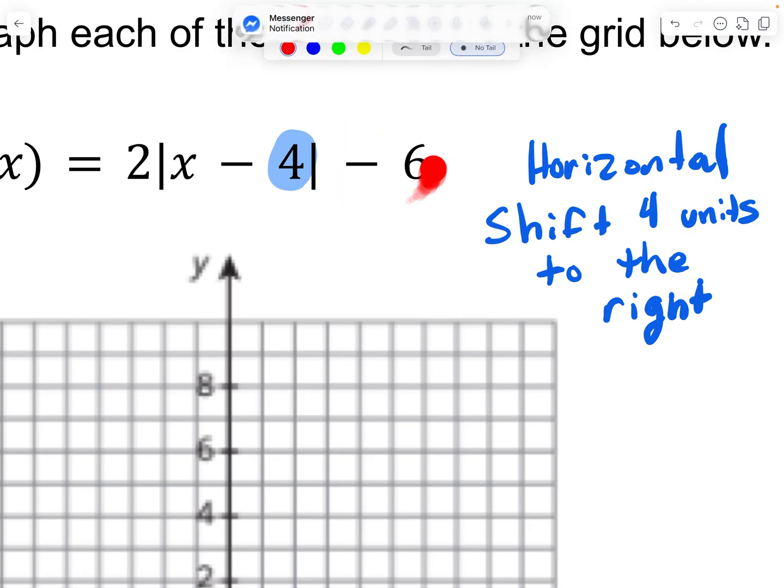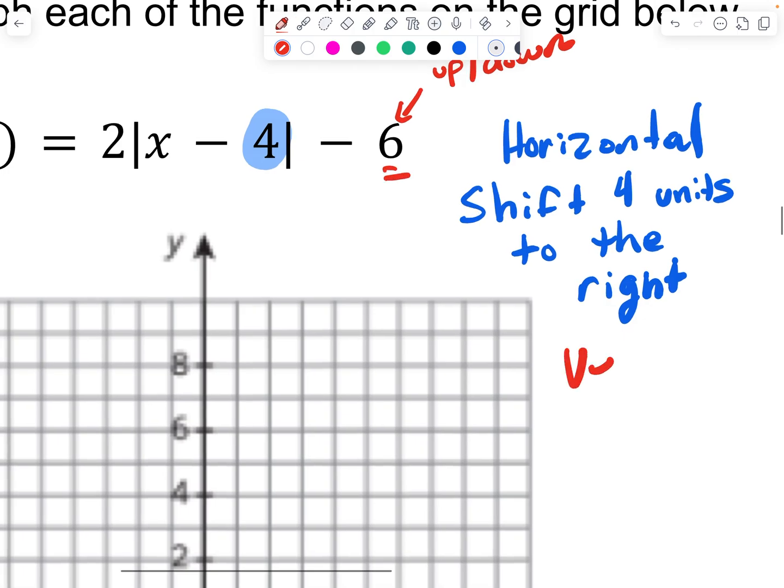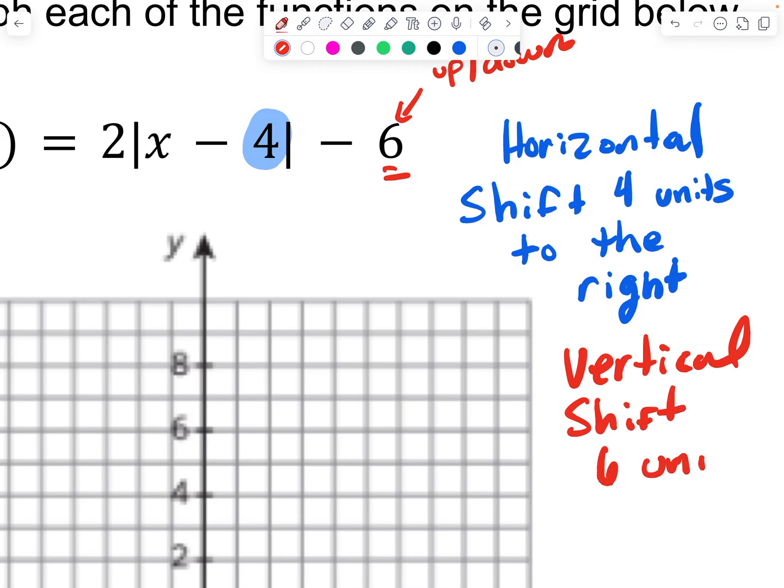Now, this one doesn't lie. This is telling me that the graph is going to go down 6 units. So remember, this number on the outside, I'll do this in red, this is your up or down. So this graph is going to go down 6 units. So say something like, this is a vertical shift 6 units down. And again, you can word it a little bit different, but just say it goes down 6, it goes to the right 4.